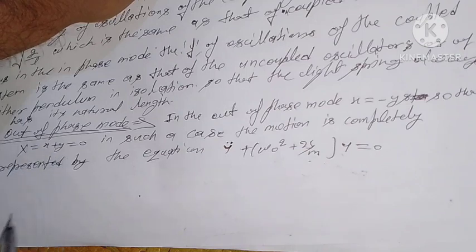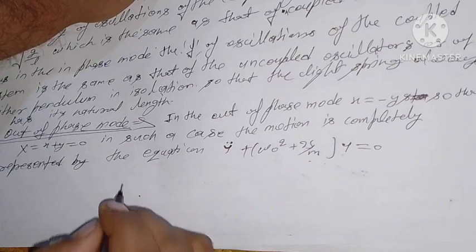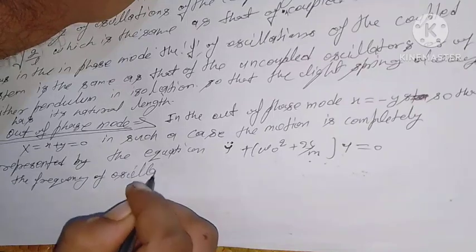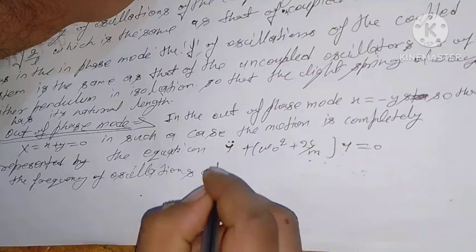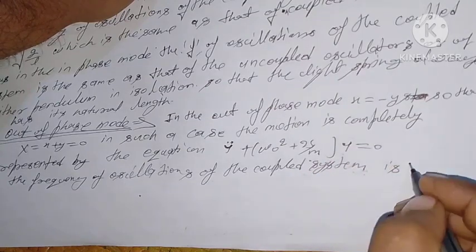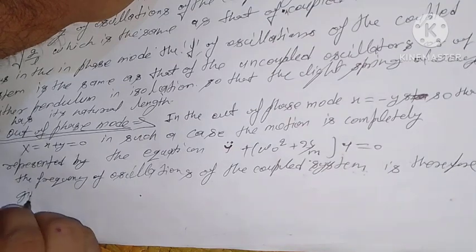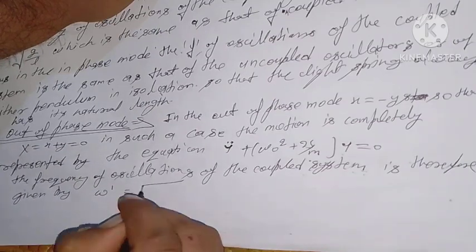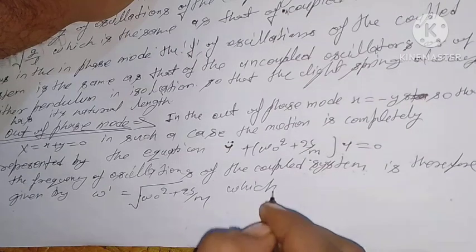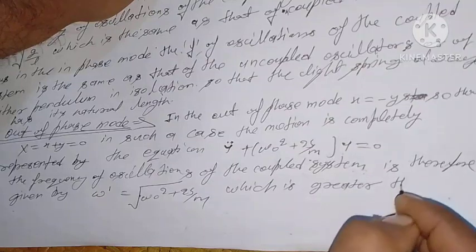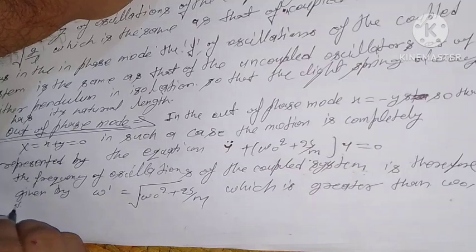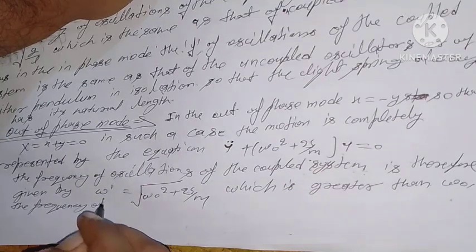The frequency of oscillations of the coupled system is therefore given by omega dash equals under root of omega naught square plus 2s by m, which is greater than omega naught, the frequency of uncoupled oscillators.